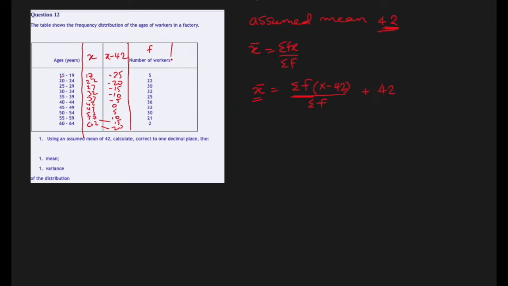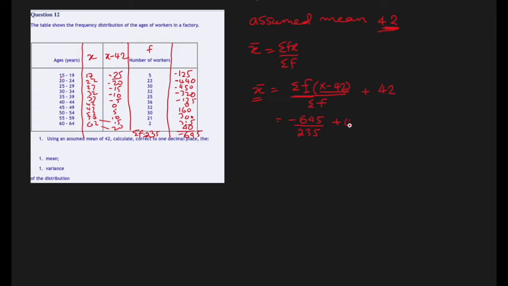So first let's draw one more column and multiply each frequency with x minus 42, that is minus 25 times plus 5, so it will be minus 125, like this. Second, minus 20 times 22, minus 440, and I will complete the whole table and find the sums also. So it came out to be minus 645 over sigma f, which is 235.